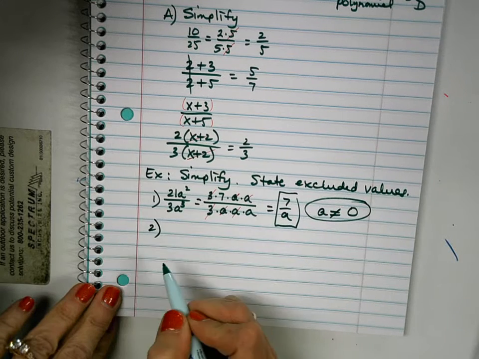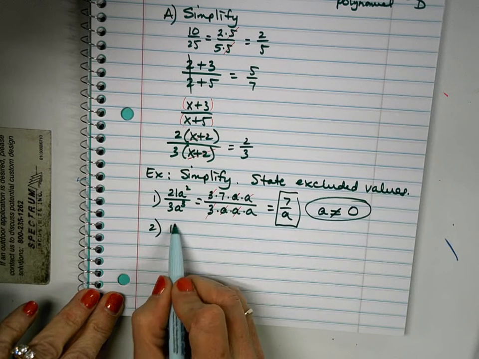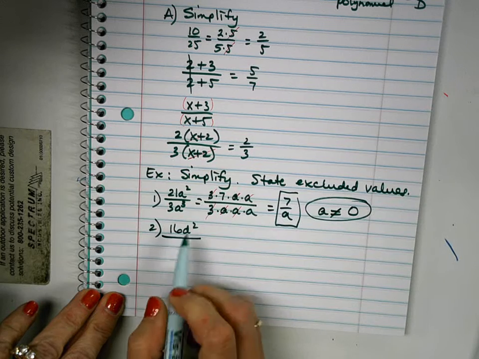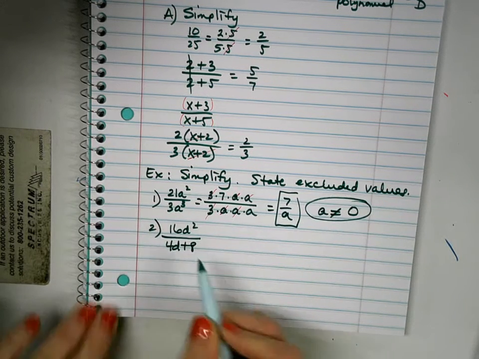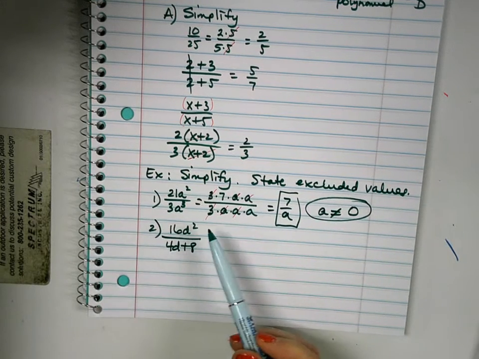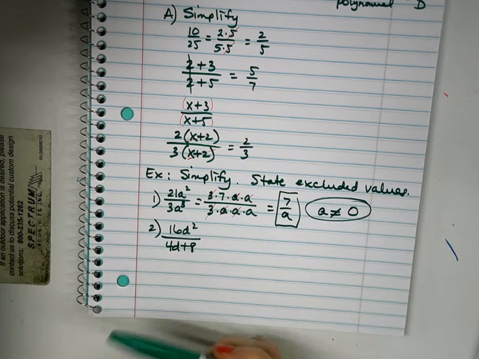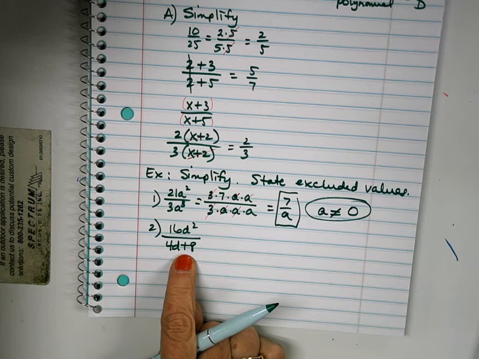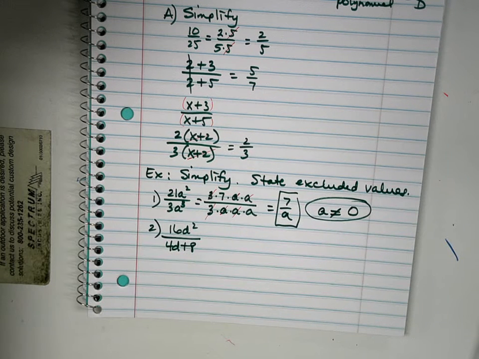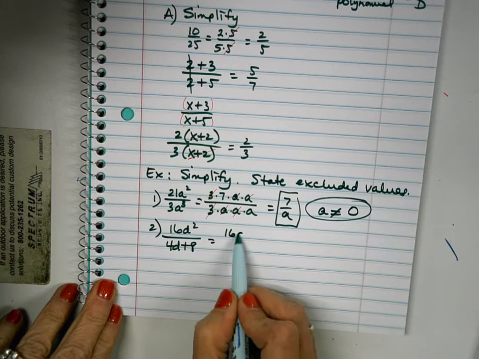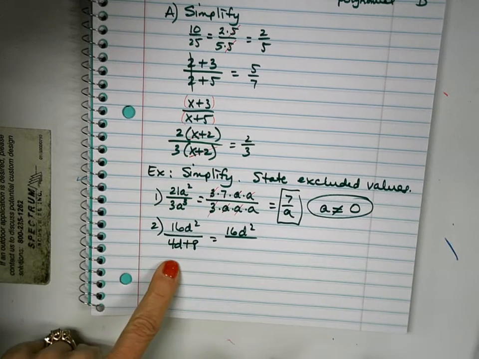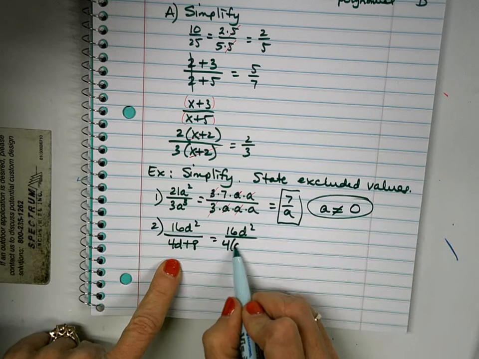All right, another one. Number 2, 16d squared over 4d plus 8. Can I cancel the 4 and the 16 and the d and the d squared? Right now, can I cancel that and that? No. Because this plus sign ties the 4d and the 8 together. Right now in this form, I'd have to be able to cancel the entire 4d plus 8. Okay? And I can't do that because I don't have a 4d plus 8 on top. But I could factor the bottom, right? I'm going to leave the 16d squared as it is on top. I'm going to factor the bottom by pulling out a 4, and I'd be left with d plus 2.